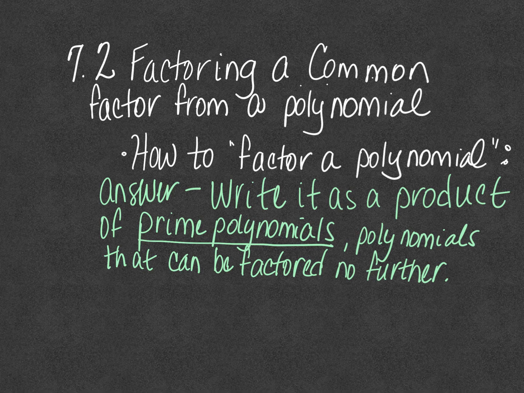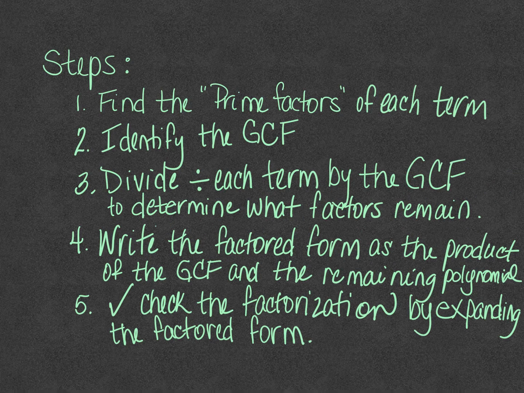Now, what we're going to be doing today is factoring a common factor from a polynomial. Remember, a polynomial is many terms. So how to factor a polynomial? Well, you're going to write it as a product of prime polynomials, which is finding the prime factors, and then polynomials can be factored no further. Now, here are your steps. You're going to find the prime factors of each term, which we've already done, and then we've used that to find our greatest common factor, which is just what we just did.